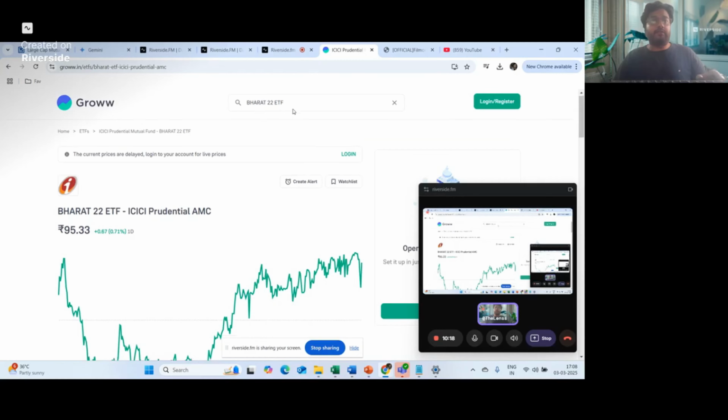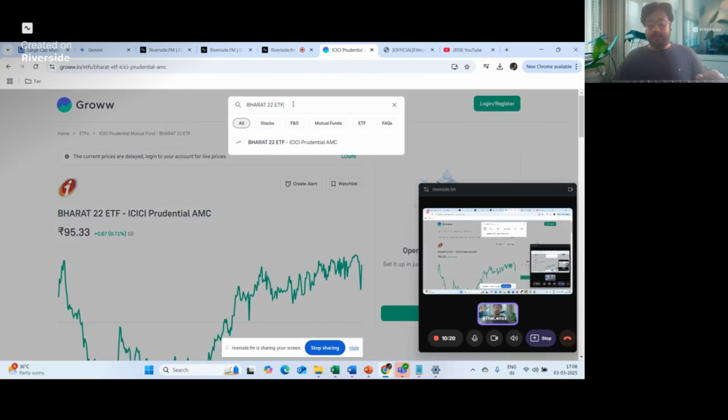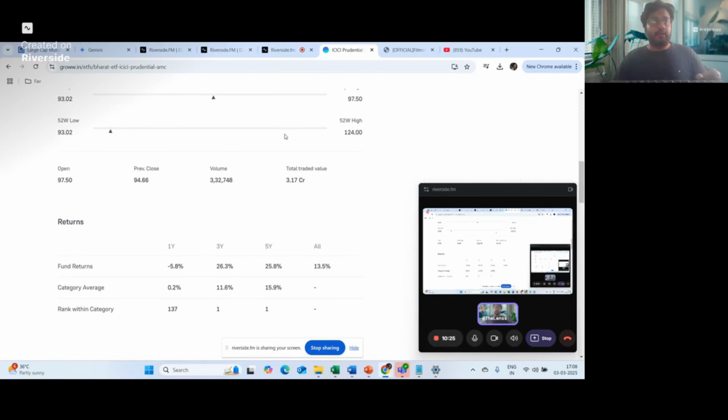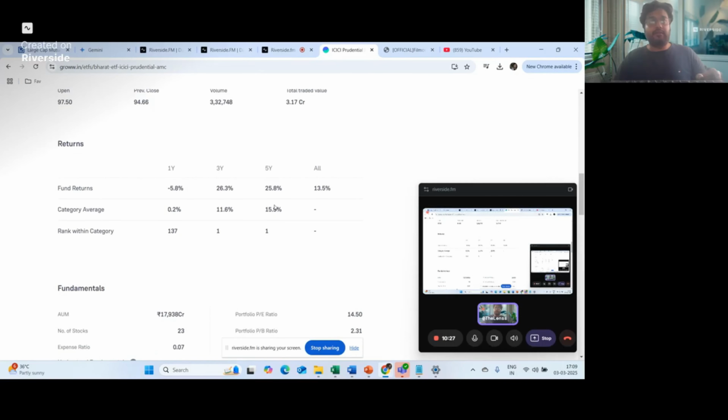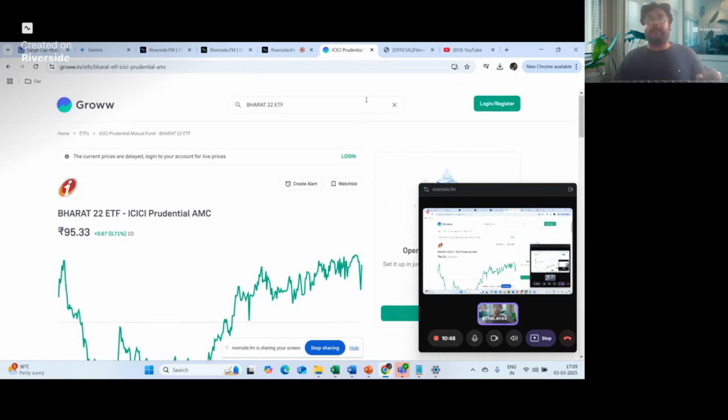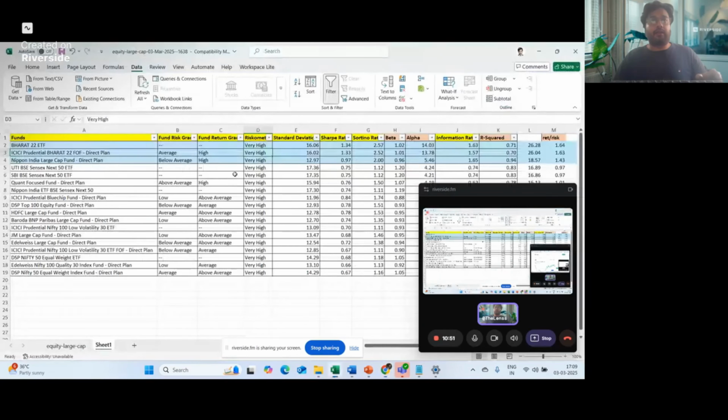Now if I go to the Groww app to show what the Groww app analysis says about Bharat 22 ETF, I key in Bharat 22 ETF over here. If you see, the fund returns on a 5-year basis are 25.8%. The category average for this particular type of fund is 15.9%. Again, the 3-year category average is 11.6%, but this fund is offering you 26.3% on a 3-year basis, right? And the category ranking you can see over here is 1 and 1, which further validates it, right?